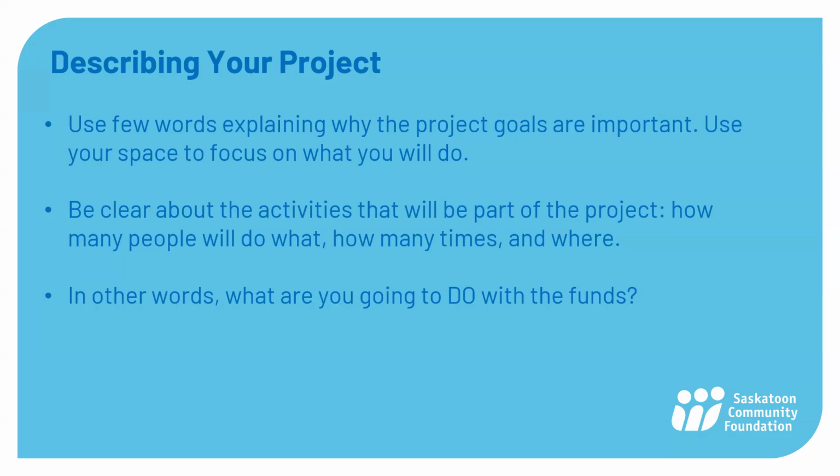So if you need to tell us, studies show us that if we feed children in a school breakfast program, they're more likely to achieve grade 3 reading level, which is a key indicator for future academic success. Then say that in a sentence or so, but spend most of the time telling us how many children you're going to feed. At what schools will you feed them? What will you feed them? How many times will you do it? And what the outcomes are going to be. That's what we want to know.